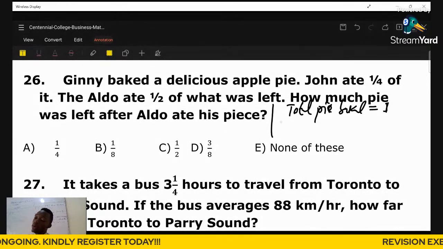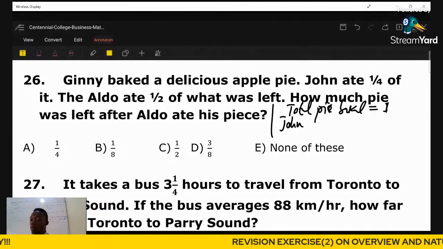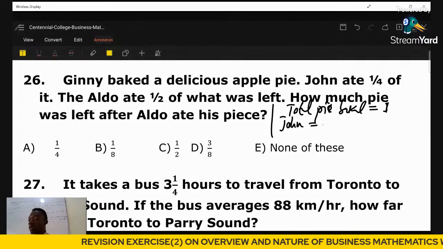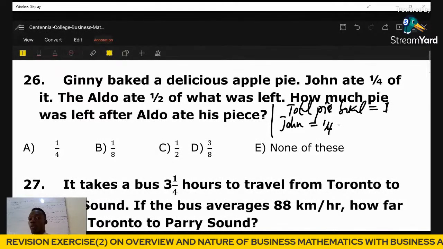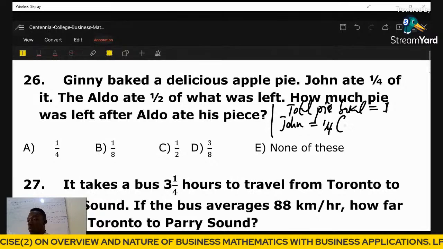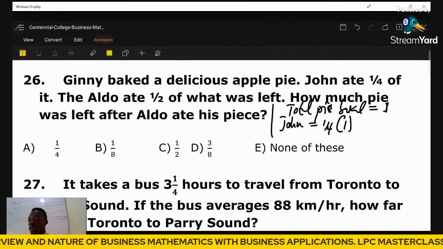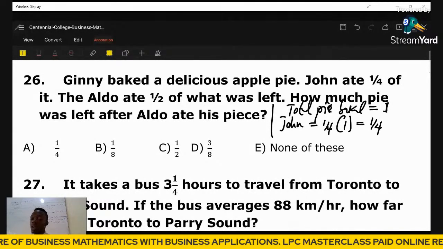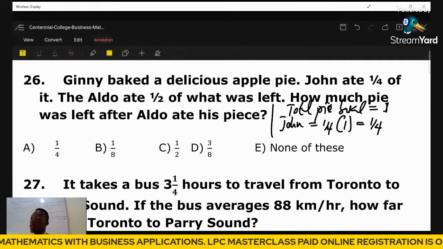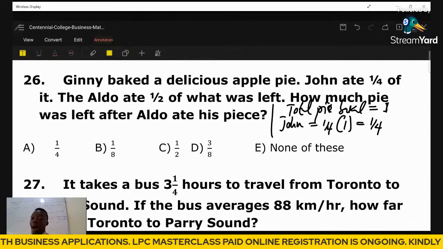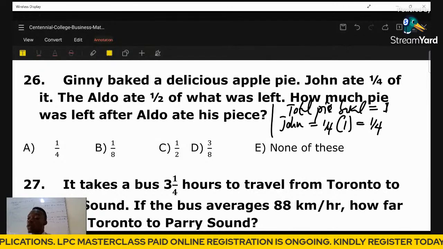So for us to know the amount of pie that John ate from the cake that Jenna baked, that's going to be 1 over 4. Of means what? Multiplication. So 1 over 4 multiplying 1, and we should be able to get 1 over 4. Let's continue. It says that Ado also ate 1 over 2 of what's left.